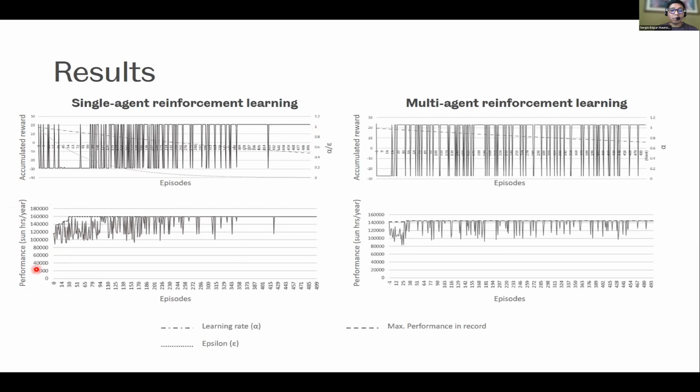But we can also see the episode performances versus episodes, how this exploration allows us to find higher performing solutions in the early stages, and then we can stick to one. And even though we continue exploring, we don't find a higher performing solution. We stick to it, and eventually in the end we stabilize there. In multi-agent reinforcement learning, as I told you, we were using a fixed epsilon, so the pattern is constant all over the time.